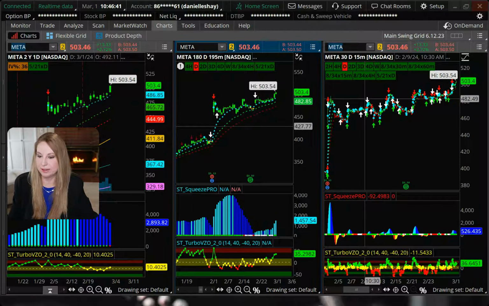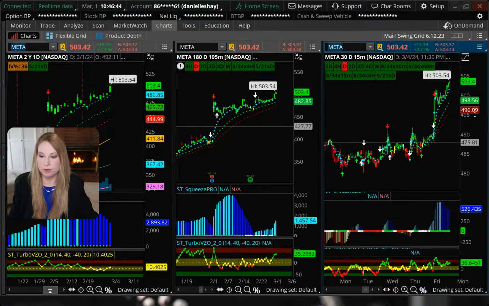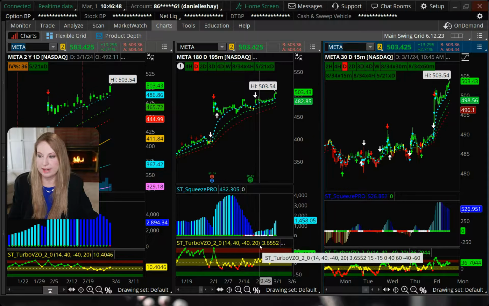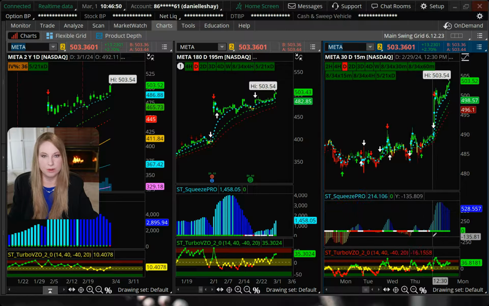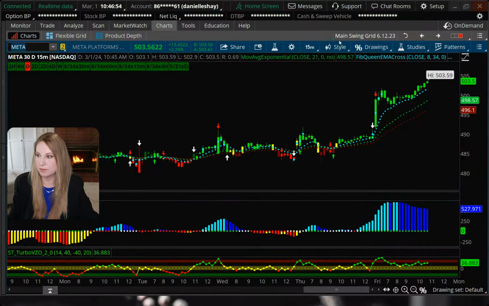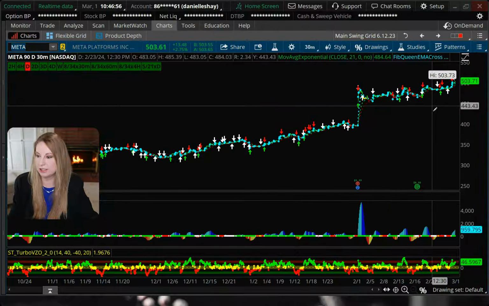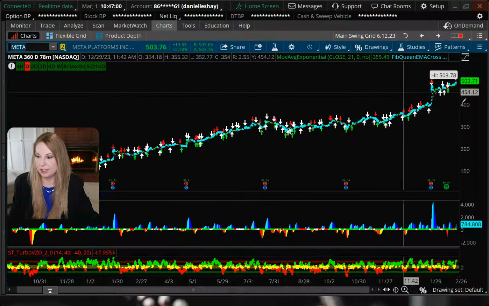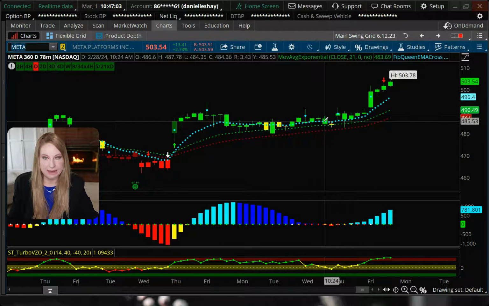we had another setup. So what was that setup? Well, we had a combination of a squeeze on a 195-minute chart plus some lower time frame squeezes. There was a 15-minute squeeze here. Let's look at the 30-minute chart. We had some 30-minute squeezes. Let's look at the 78-minute chart. We had a 78-minute squeeze.